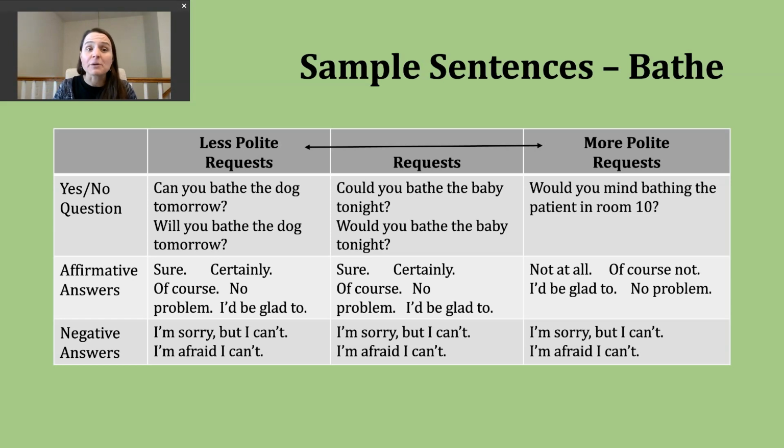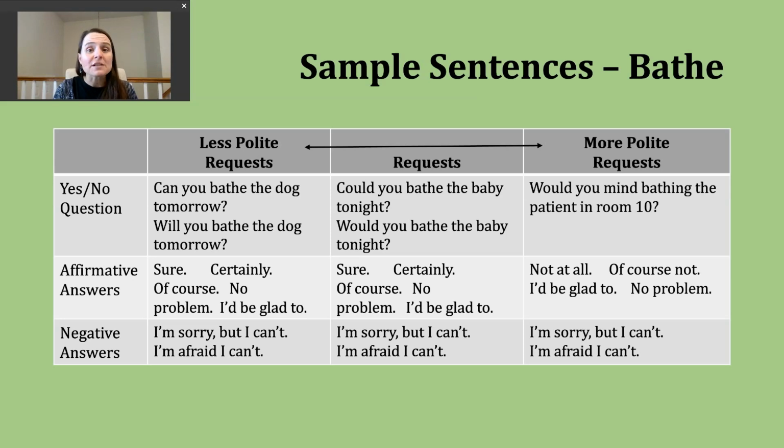So you might hear someone say, can you bathe the dog tomorrow? Or will you bathe the dog tomorrow? Again, asking someone to take care of this activity, this action. Okay. You could always add the word please to the end of this question, or we could say, can you please bathe, or will you please bathe? We could insert it there to, again, increase our level of politeness.